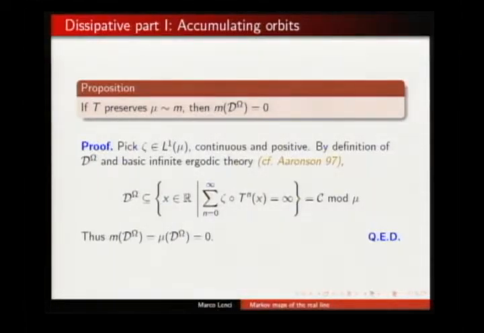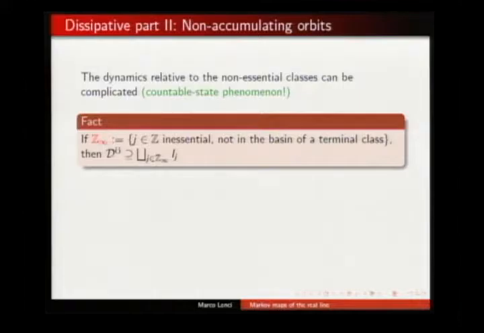So every point in d omega will be in the conservative part, which is a contradiction. I mean, unless you can only talk about a zero measure set of points that have this property. So anyway, the interesting part happens on the non-accumulating dissipative part. And for that, you also have to describe a little bit what happens to the states.